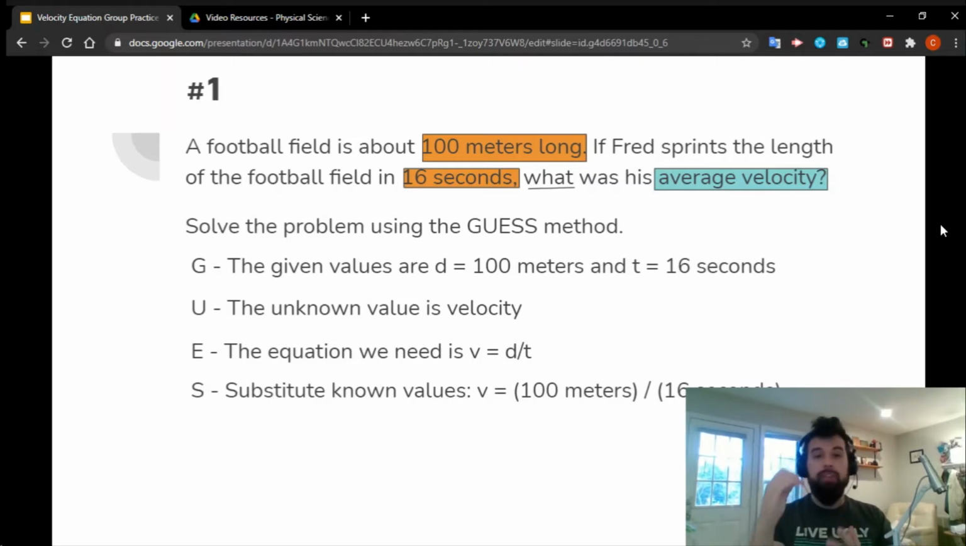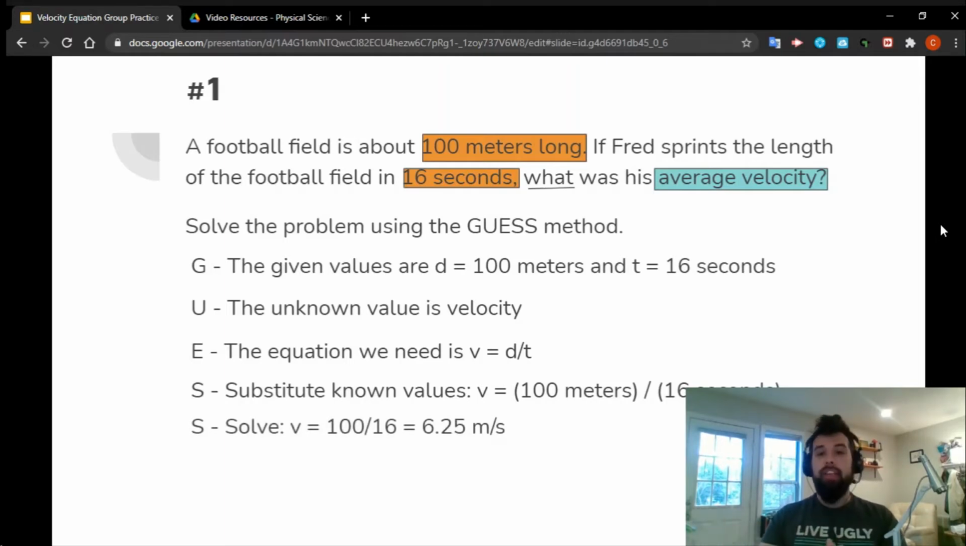So I don't know V, so that's going to stay V. But my D is 100 meters, and my T is 16 seconds. So it's going to be 100 divided by 16. I'm going to solve now, and what my calculator is going to spit out is 6.25 meters per second.